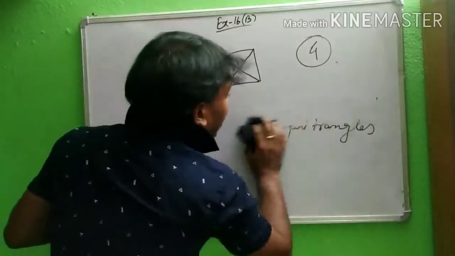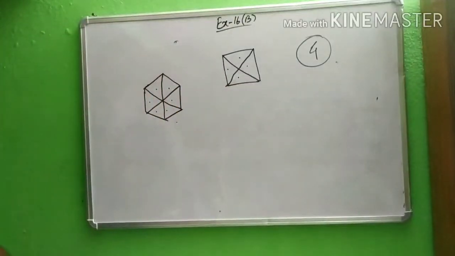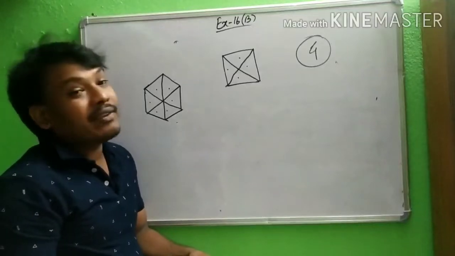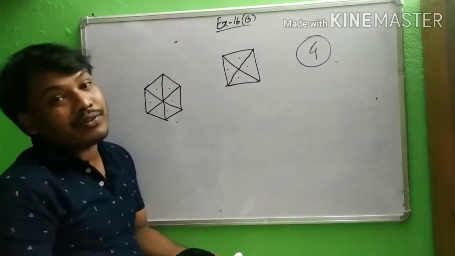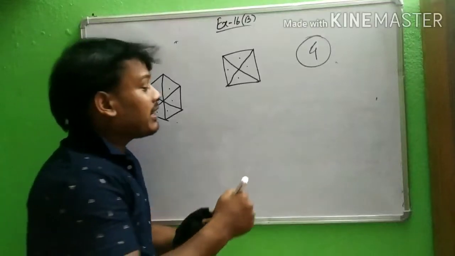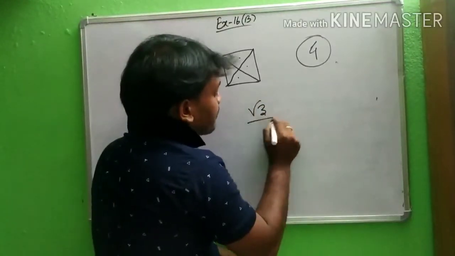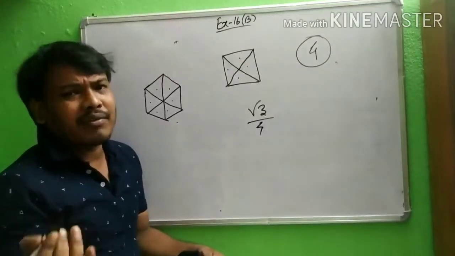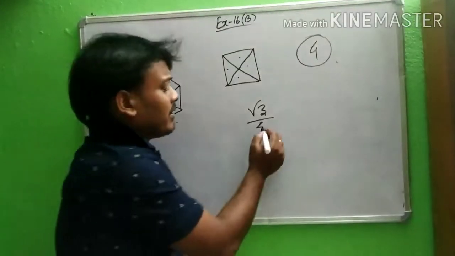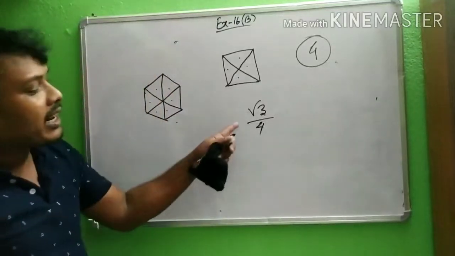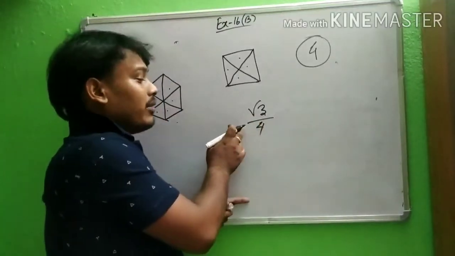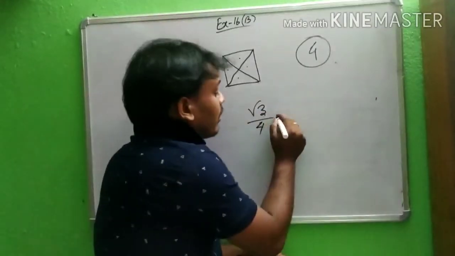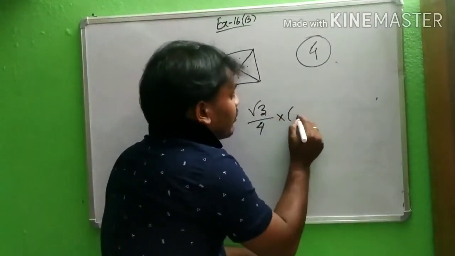So what is the area of the hexagon? For an equilateral triangle, what is the formula of area? In a previous video I already gave the area of an equilateral triangle, root 3 by 4. The area of any triangle is half into base into height. So you can write in the notes: area of an equilateral triangle equals root 3 by 4 into side square.